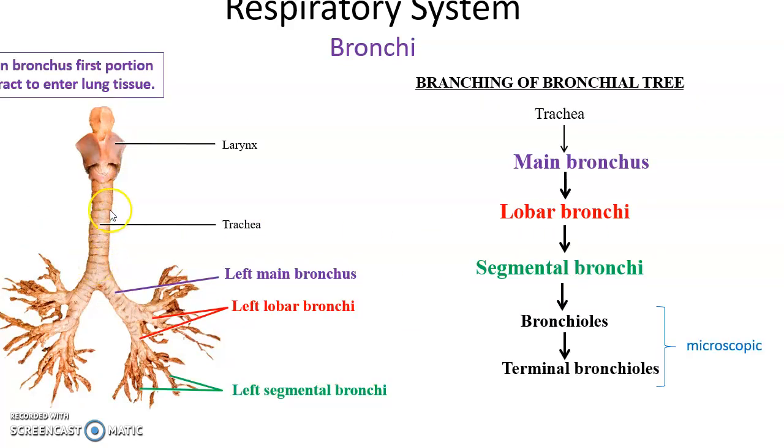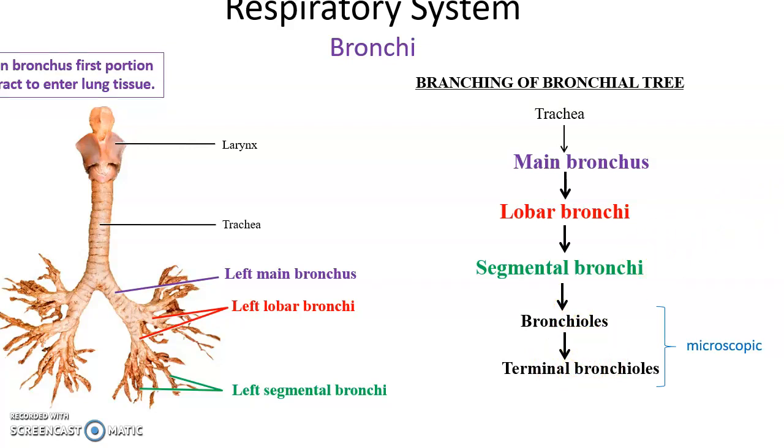The way it branches, you go from the trachea to the main bronchus. Each lung has one main bronchus going into it. The main bronchus will then split into the lobar bronchi. The lobar bronchi go to each of the lobes of the lung. The lobar bronchi then split into the segmental bronchi. So there are many segmental bronchi in each lung. They will continue to branch out into smaller and smaller bronchi, eventually becoming microscopic bronchioles. And at the end of the conduction zone, you get the terminal bronchioles. And again, bronchioles are all microscopic.